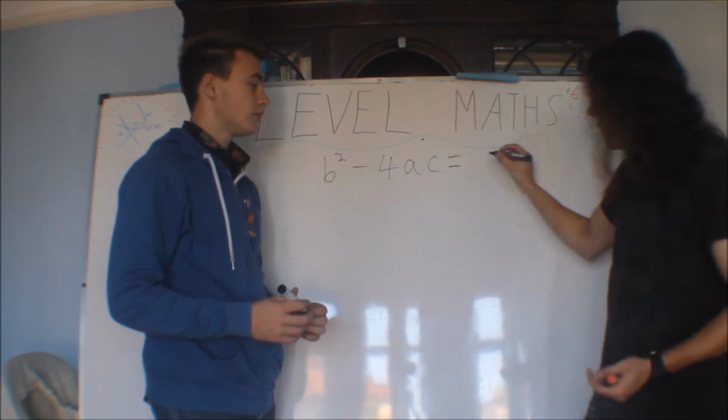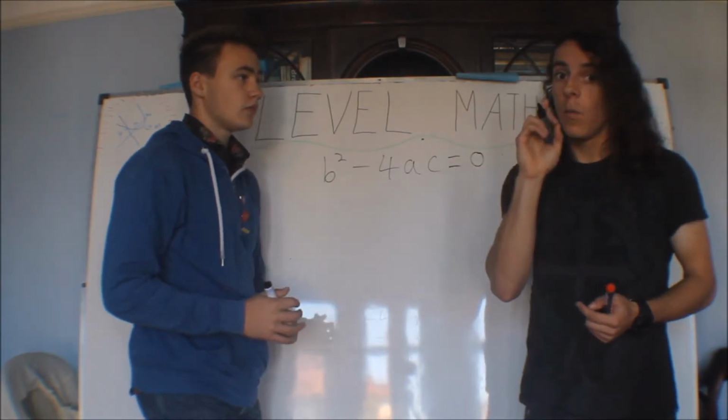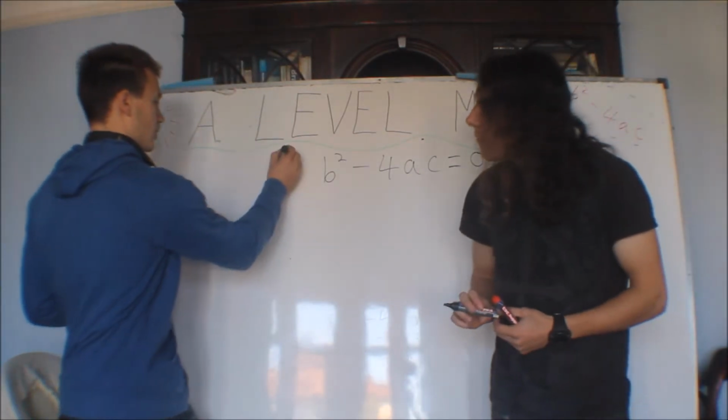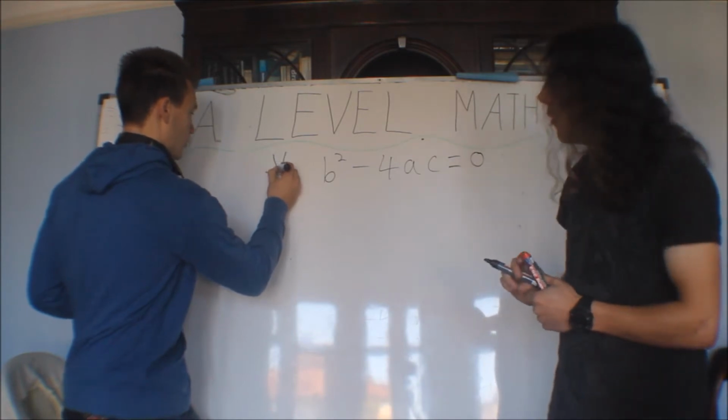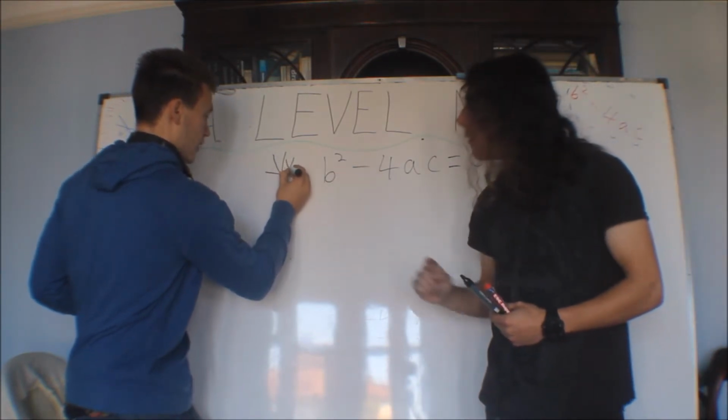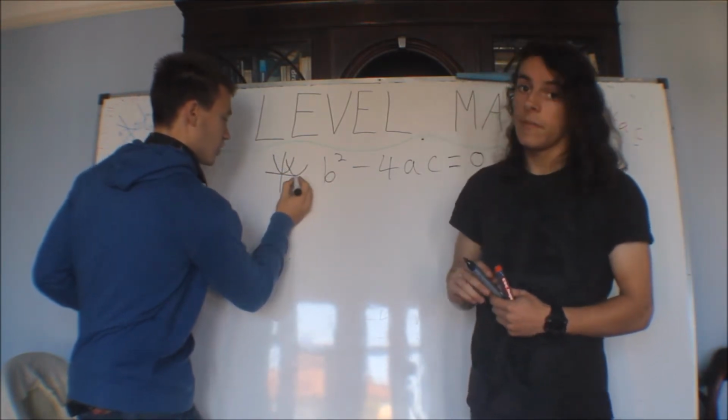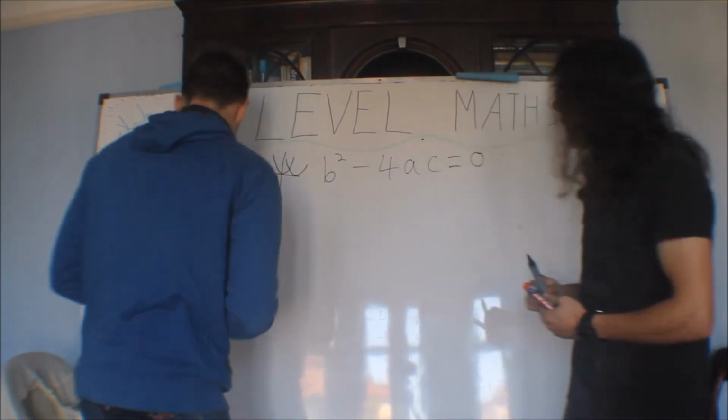If it equals 0, it will touch the x-axis once. It might look like the most simple graph of x squared, or it could have been translated, but it'll touch it just once. It would just touch it. Now let's do the next case in a different colour.